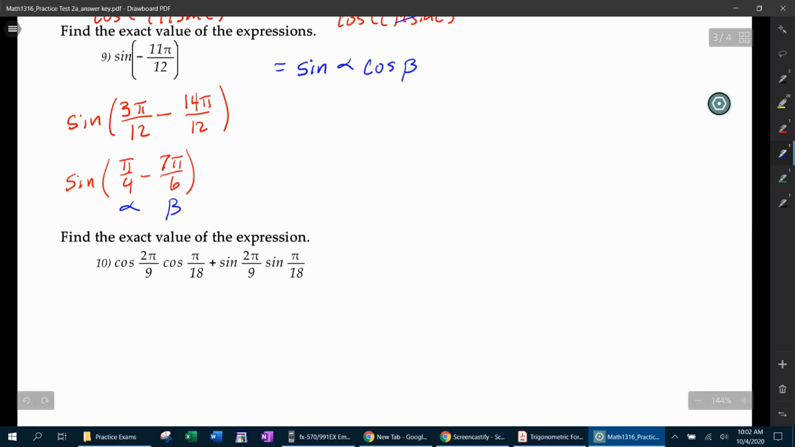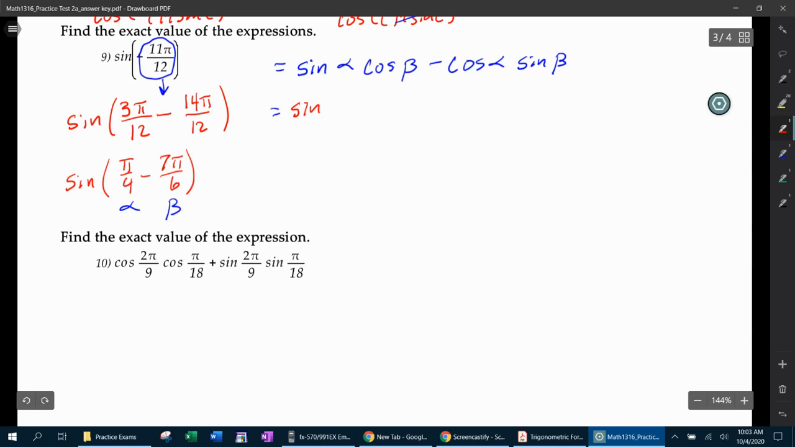For sine of alpha minus beta, it's minus cosine alpha sine beta. So do you see, with just a little bit of thinking, we came up with two angles in the unit circle that do produce negative 11 pi over 12, and we have an identity, a formula for that. And so now we're going to just do a little plug and play here.